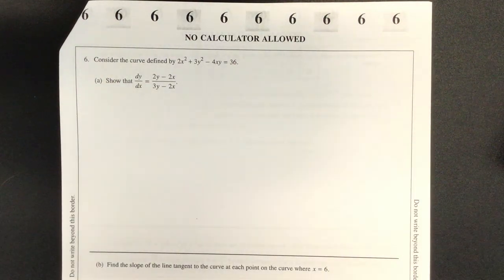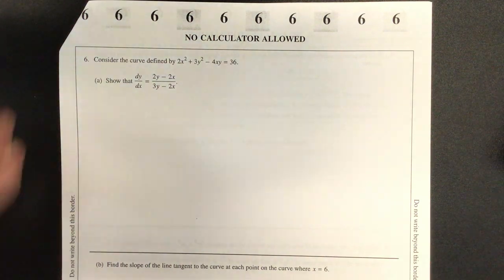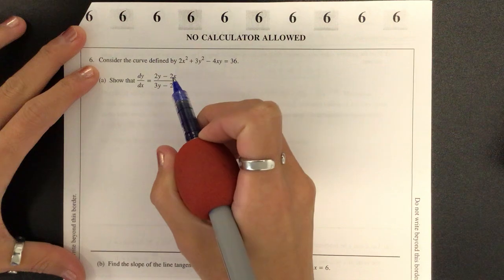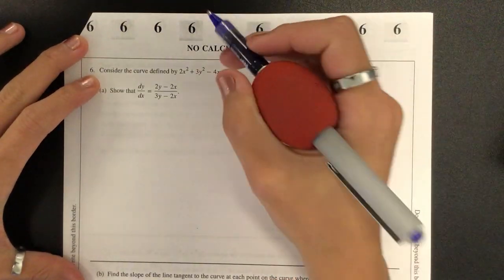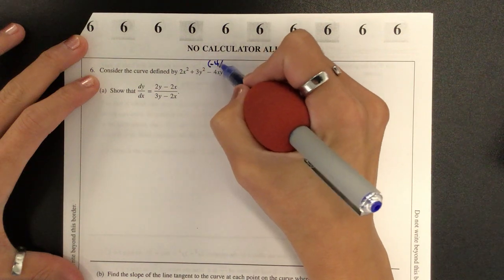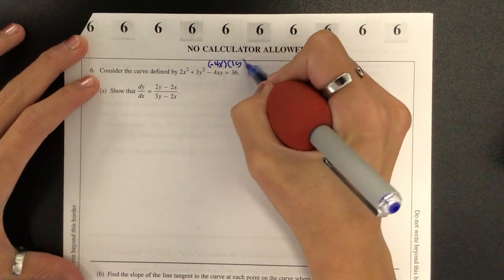y equals 36. So that dy over dx equals 2y minus 2x over 3y minus 2x. So they gave us a problem, and that is our final goal, meaning they're grading in between work. So just for teaching purpose, I'm going to rewrite this guy over here. Negative 4x times 1y.